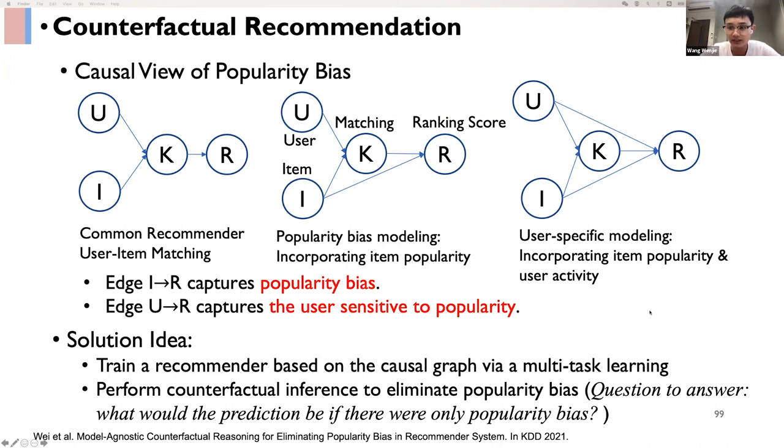The solution in this work is similar to the clickbait work. They will first train a recommender model to capture the causal relations in this causal graph. They will first learn the structural functions from data and then perform counterfactual inference to estimate the effect on this direct path, because they think that the direct path captures the effect of item popularity. So they will use counterfactual inference to estimate the effect on the direct path, and then they mitigate such a path-specific effect to reduce the influence of popularity.